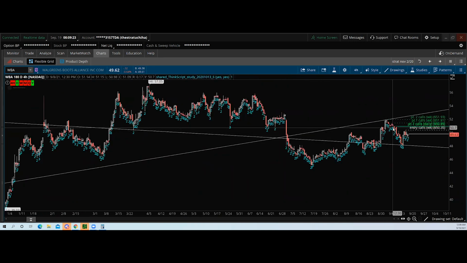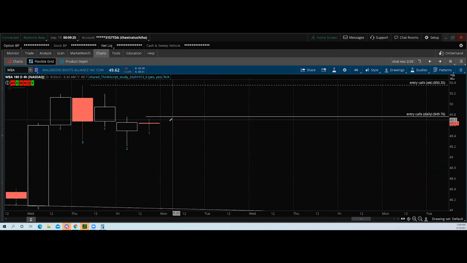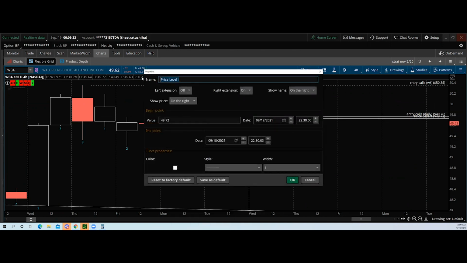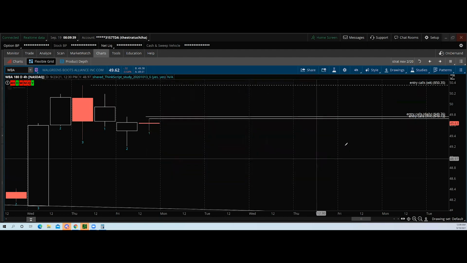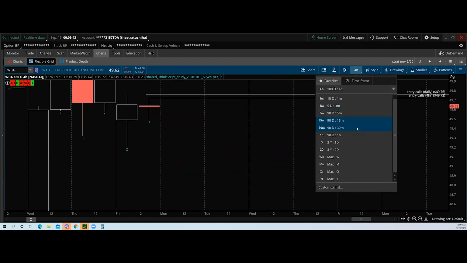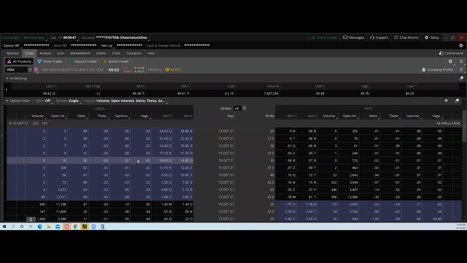Then you got the earlier entry for calls on the 4 hour. So you got the early entry, which is really just 4 cents, but it's not much, but you can just go ahead and hop in entry calls 4 hour. All right. So that's what we got for Walgreens.